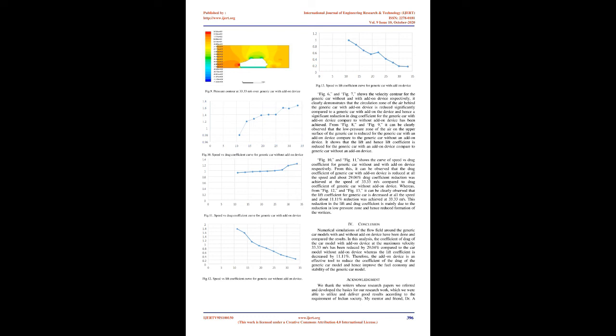Fig 6 and Fig 7 show the velocity contour for the generic car without and with add-on device respectively. It clearly demonstrates that the circulation zone of the air behind the generic car with add-on device is reduced significantly compared to the generic car without the add-on device, and hence a significant reduction in drag coefficient for the generic car with add-on device compared to without add-on device has been achieved.